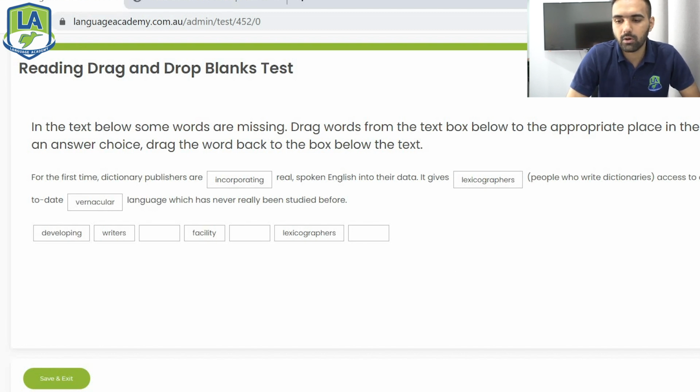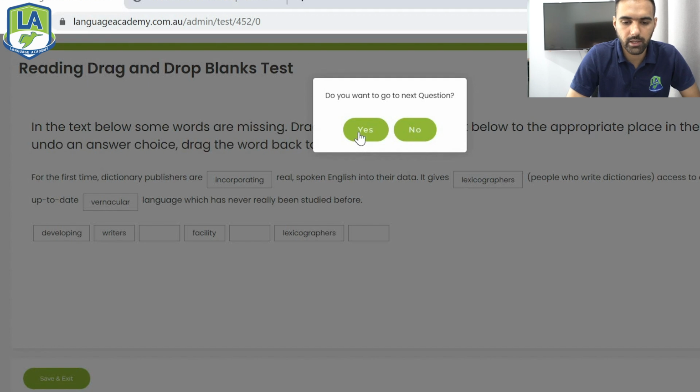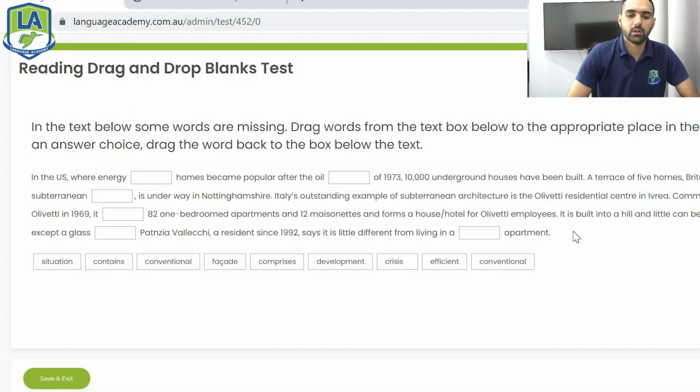All right, guys, that was number 6. 2 more minutes for the next one. Make sure you give your 120% and leave your answers in the comment section, please.